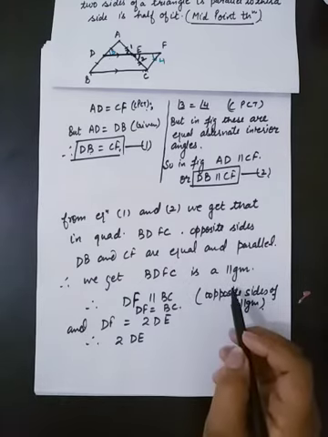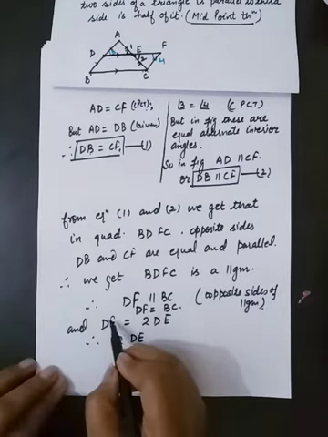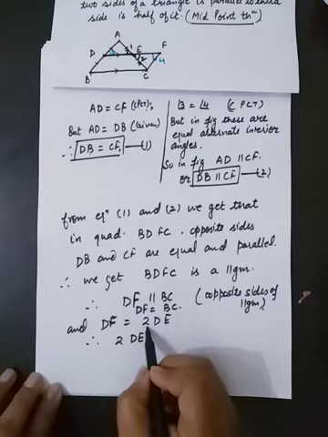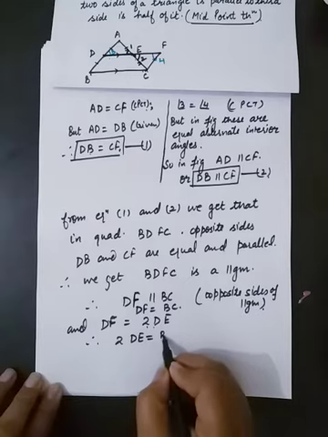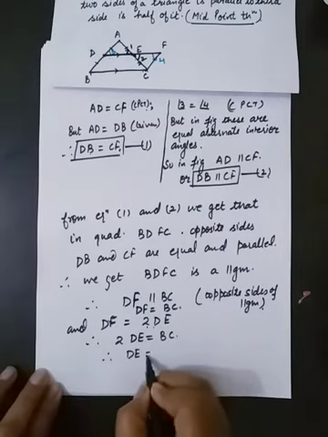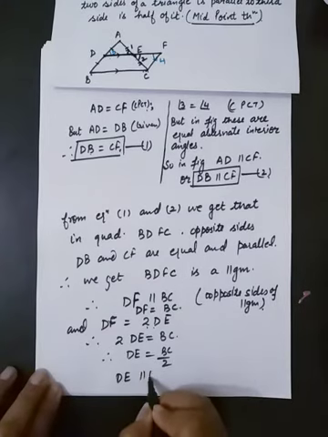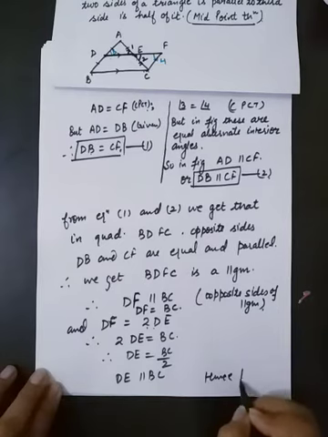Now in a parallelogram, if one pair of opposite sides is parallel, then the second pair is also parallel and equal. And DF, by construction, is equal to double of DE. So you can say double of DE is equal to BC. So therefore DE is equal to BC by 2 and DE is parallel to BC. Hence proved.